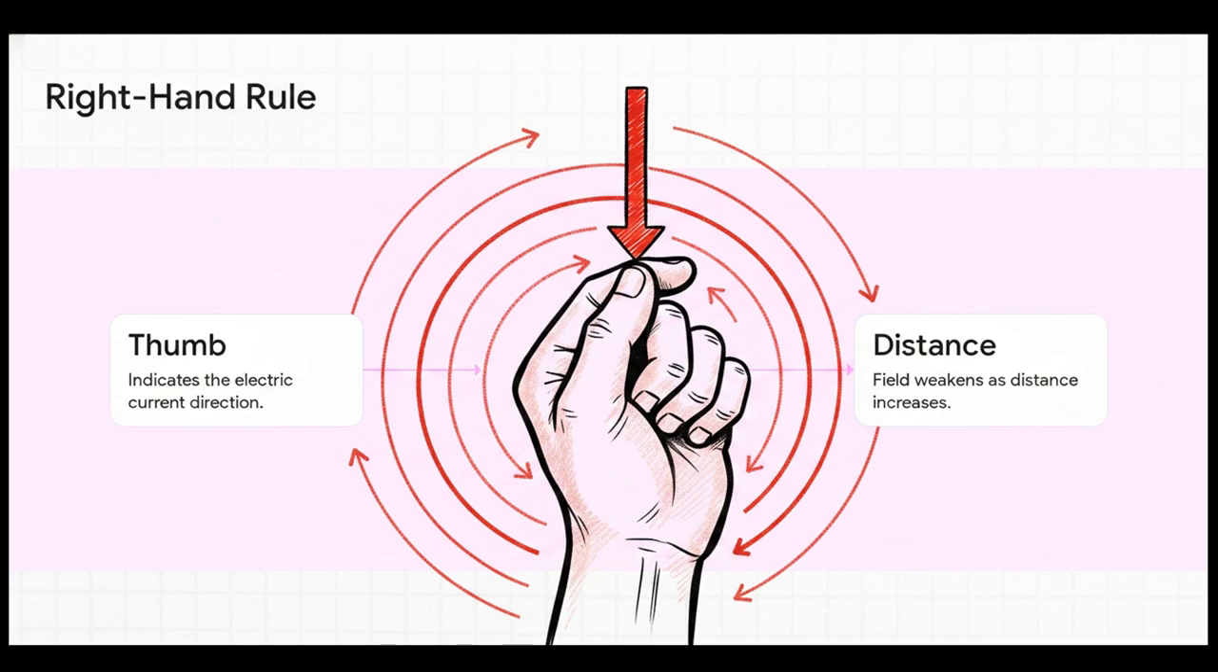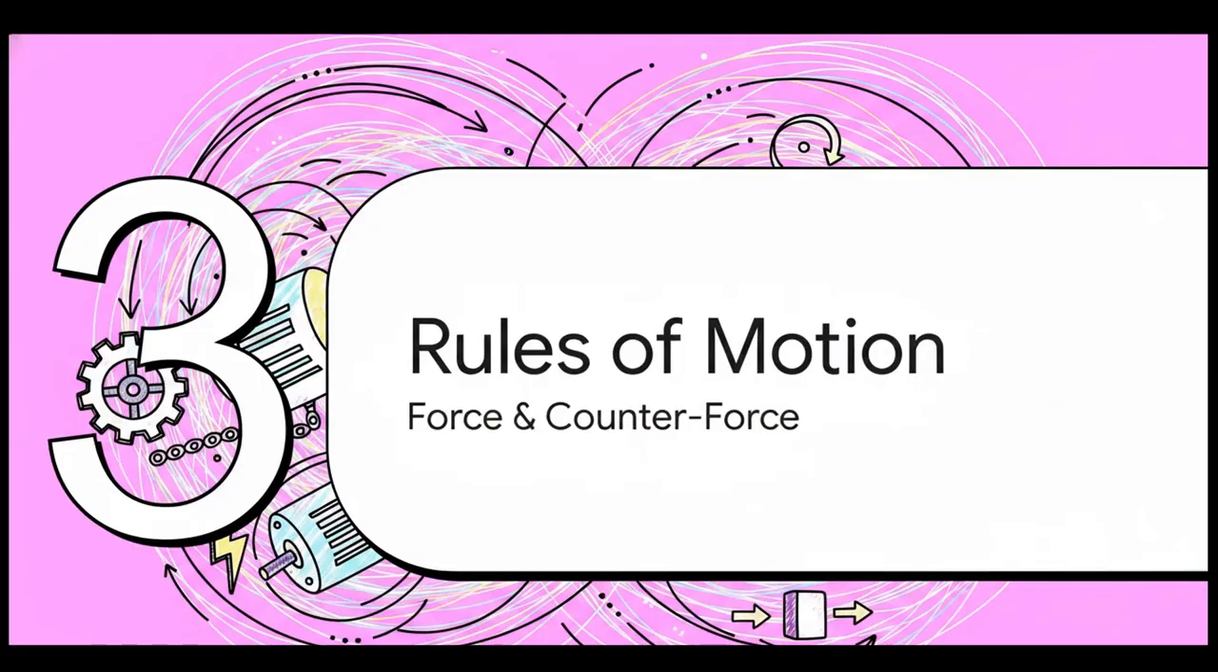The exact direction your fingers are wrapping, that circular path, perfectly indicates the direction of the magnetic field lines. And remember, it gets weaker the further away you move from the wire. Those invisible, concentric circles just expand and fade. All right, section 3, rules of physical motion.